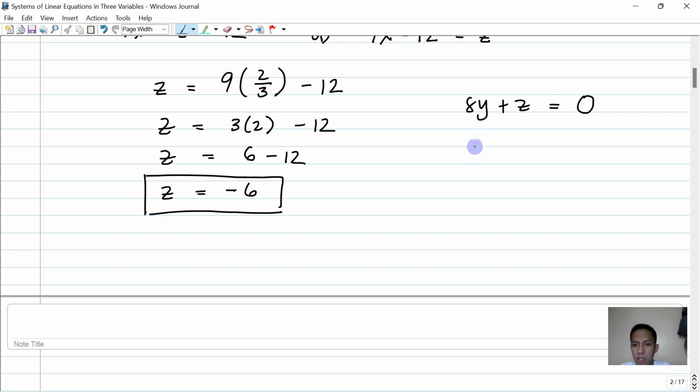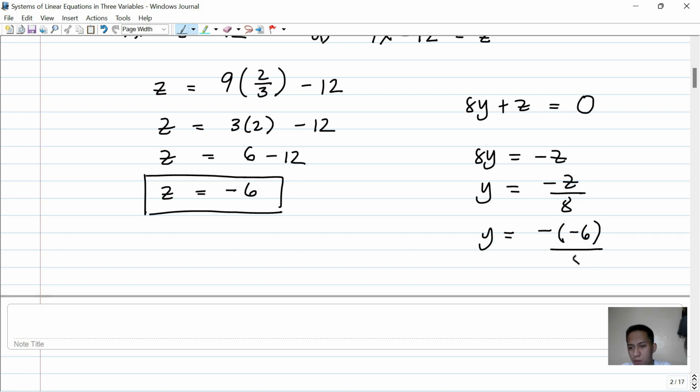Okay, so therefore, we can say that we have 8y equals negative z. Okay, divide both sides by 8, that becomes y equals negative z over 8. But the value for z, as we have solved earlier, that is negative 6. So negative times z, which is negative 6, over 8. So that becomes 6/8. So lowest term lang natin.